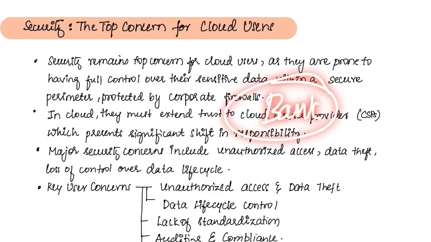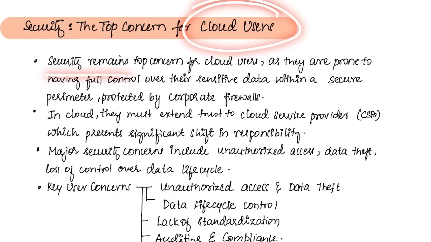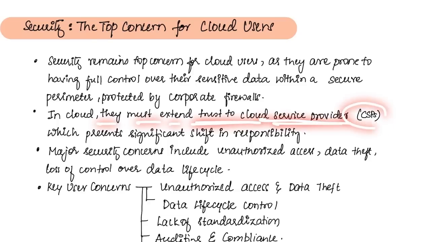So that's why security is very important when you're storing something over cloud. Security remains the top concern for cloud users, as they are used to having full control over their sensitive data within a security perimeter protected by the corporate firewalls. So even if you have the corporate firewalls, there are chances of leaking of your sensitive data. However, in cloud, they must extend trust to the cloud service providers, CSPs, which will cause a significant shift in the responsibility. So you have to blindly trust the cloud service provider, CSP.